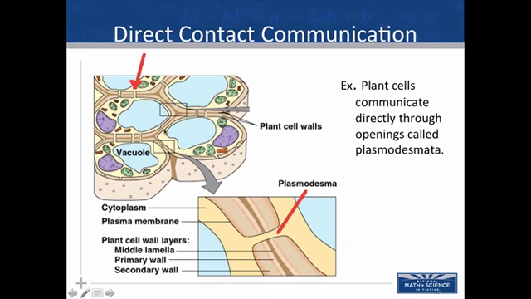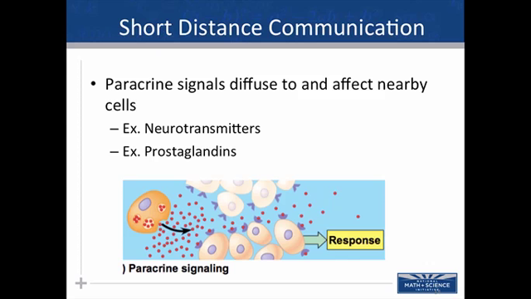But one cell can communicate with the other by sending the chemical signal directly through an opening that already exists, and that opening is called a plasmodesmata. So plant cells have a fairly direct means of communicating built into their cell walls.